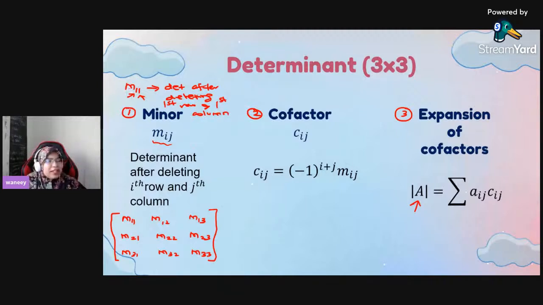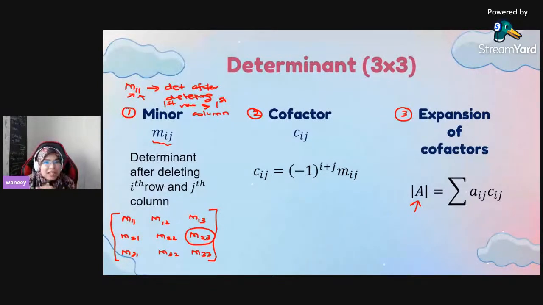Okay, so that is M11. So that means if let's say you have M23, this is the determinant after deleting the second row and third column. So do make sure to know the number element tu kan, kedudukan elemen tu.